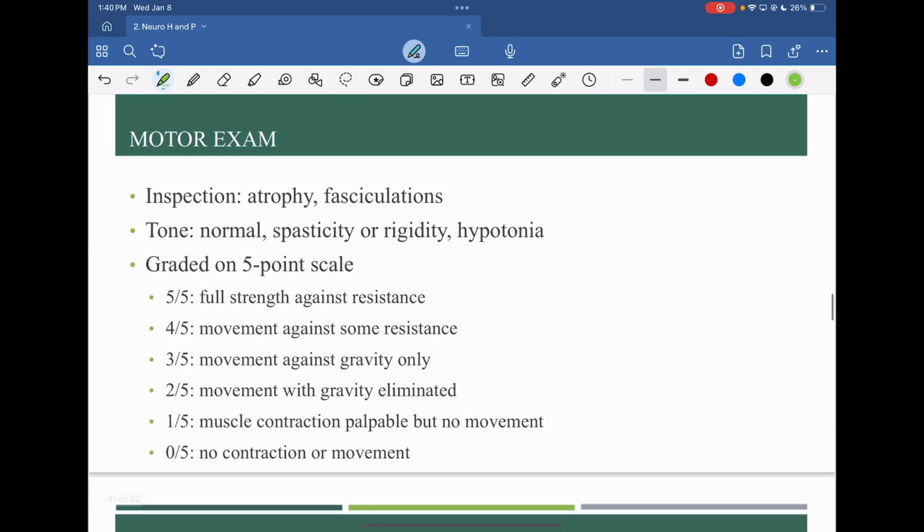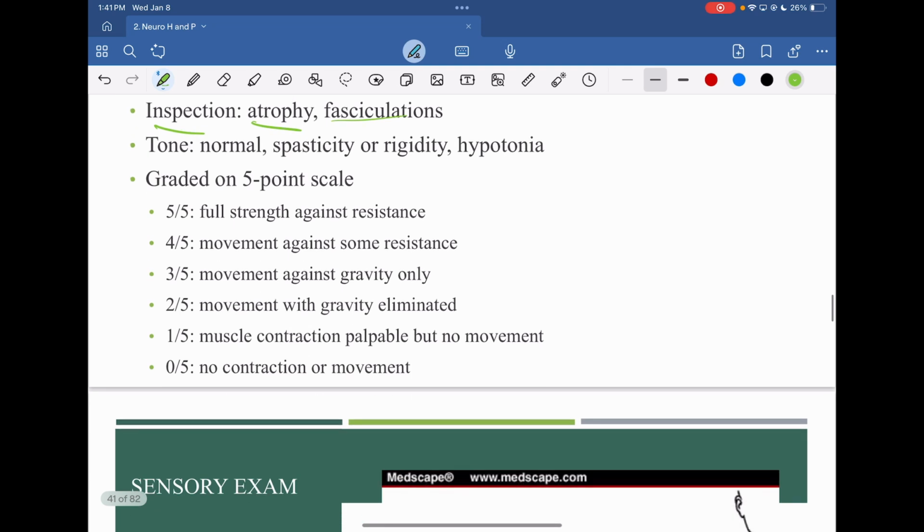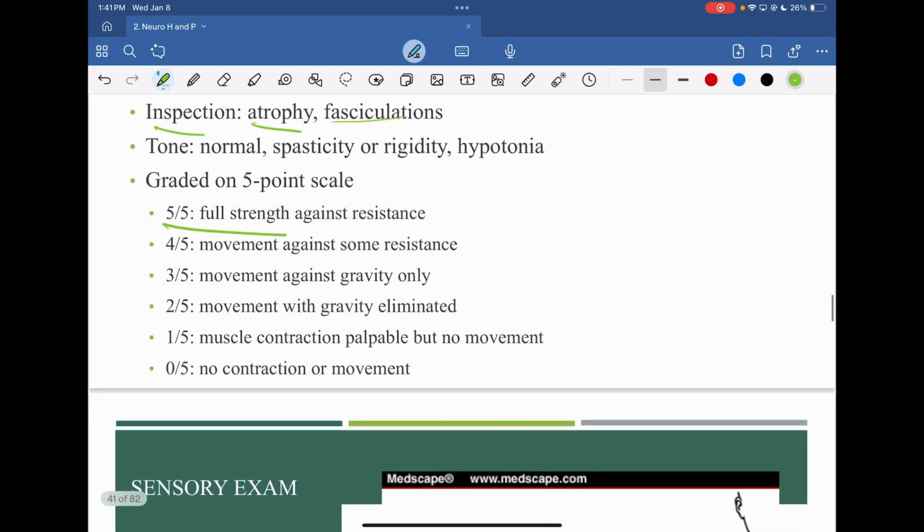Motor exam. You do your inspection for any atrophy or fasciculations. What are fasciculations? Twitches that go on. Talk about the tone of their muscles. If they have lower motor neuron damage, they're not going to have any tone in their muscles. It's going to be flaccid paralysis. Okay? Grade on a 5-point scale. So for the motor exam, 5 out of 5 is full strength and doing well, and then it gets worse as you go down.